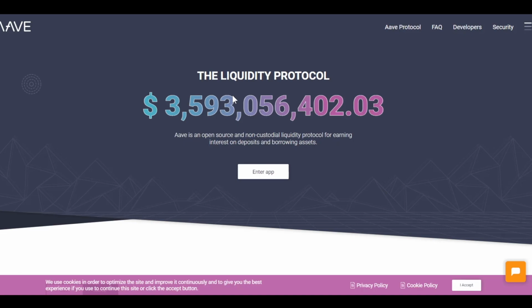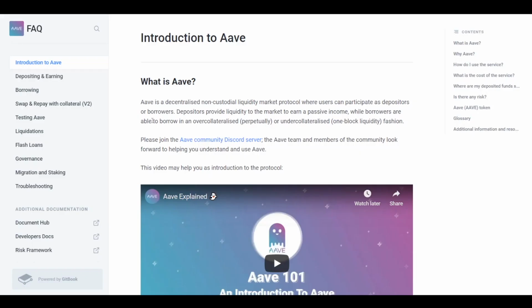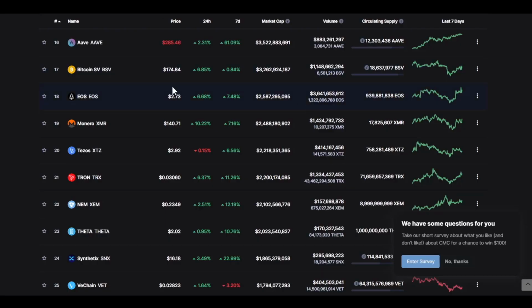It's a liquidity protocol. Just to dive a little bit into it, AAVE is a decentralized non-custodial liquidity market protocol where users can participate as depositors or borrowers. Well, a decentralized liquidity provider. We clearly see that there is a lot of interest in it, and just looking at CoinMarketCap, AAVE is ranked 16 by total market cap, which is over $3.5 billion.